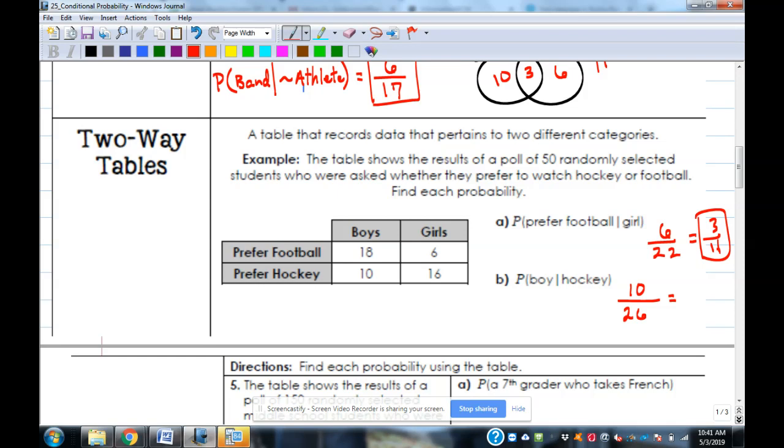So given that they prefer hockey means the people that prefer hockey. The given is the total. Whatever the given is, that's the total. Over here on A, the given was that it's a girl, so we total up how many girls there were. Here, the given is hockey, so we total up how many people like hockey. So the given is going to be your total, out of how many people out of that. The first thing listed is going to be your top number. Bottom number is going to be your total for that. So 10 boys prefer hockey, and there were 26 people that prefer hockey, so that'd be 5 out of 13.